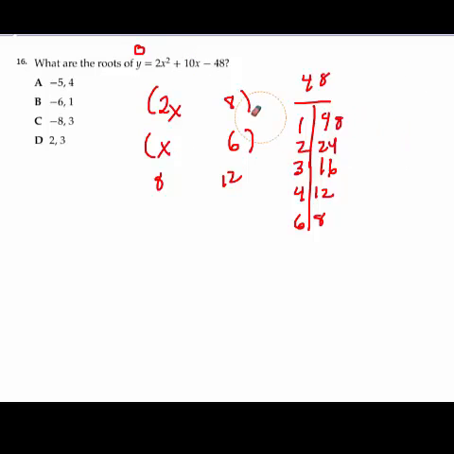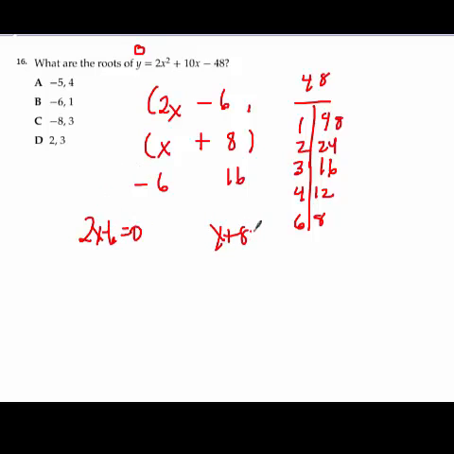So let's try a different combination, still using the same numbers. Let's do 8 here and 6 there. That gives me 16 and 6. Yeah, I can make a 10. So 16 minus 6, there's minus, there's plus. So I get 2x minus 6 equals 0 and x plus 8 equals 0. So this gives me 2x equals 6 or x equals 3. And this gives me x equals negative 8. So I got 3 and negative 8. There we go.